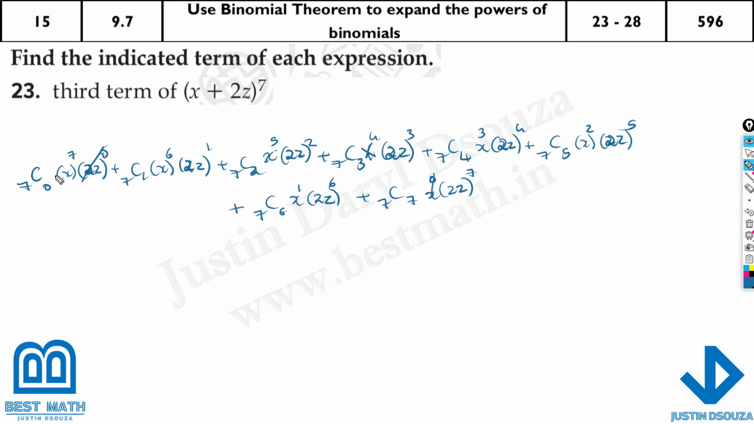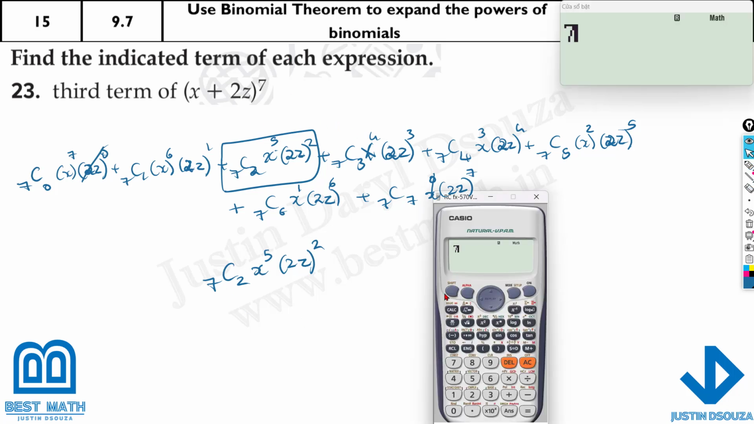Now, if you see here, what is the third term? This is the first term, second, third is this term. So you want the third term only, so it'll be 7C2, x to the power 5 and 2z to the power 2. Now you can use the formula or you can use the calculator directly to solve it. So let me use 7C by shift and division symbol and 2, then multiply it with 2 to the power 2. So the coefficient is 84 here.